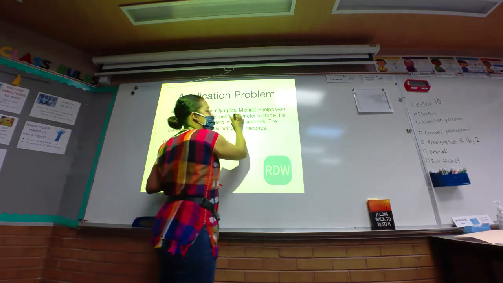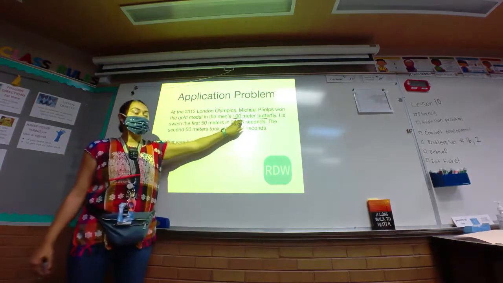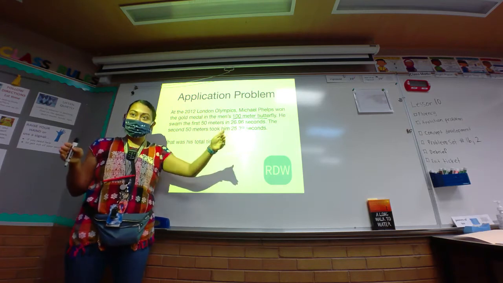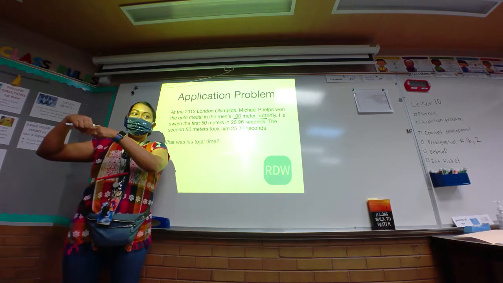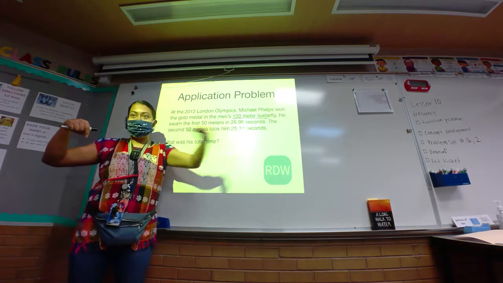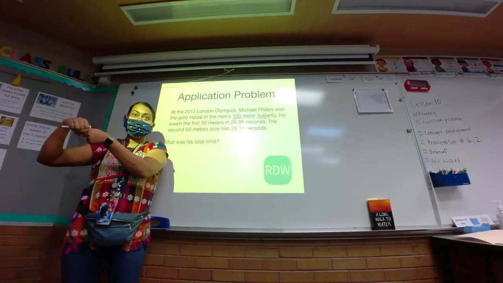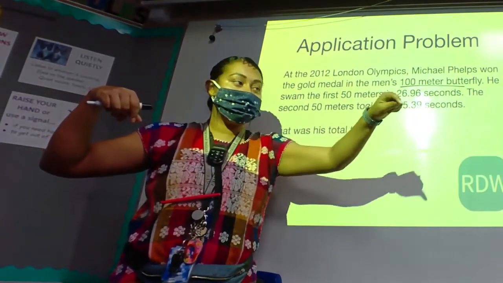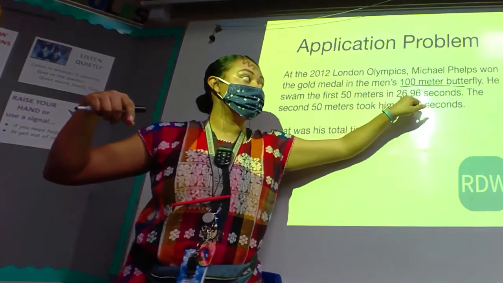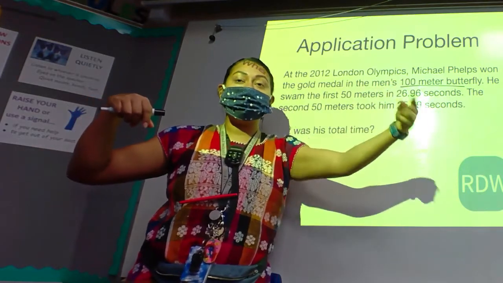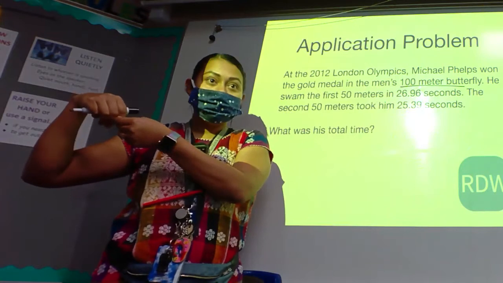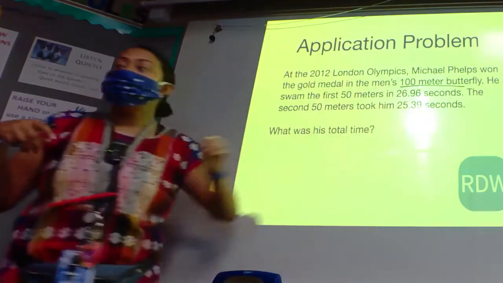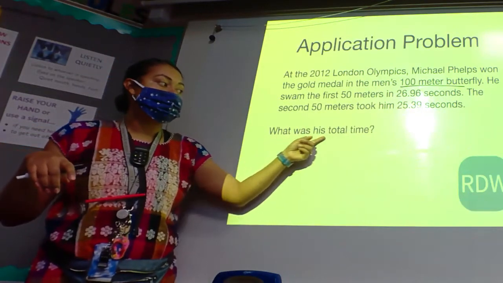So let's focus. You do it in two halves because there's one swimming pool. You start at one end, swim to the other end, turn around, and swim back to the start. So the first time he got 26 and 96 hundredths seconds. Turned around, swam back. His second time, he did 25 and 39 hundredths seconds. So now the question is, what was his total time?